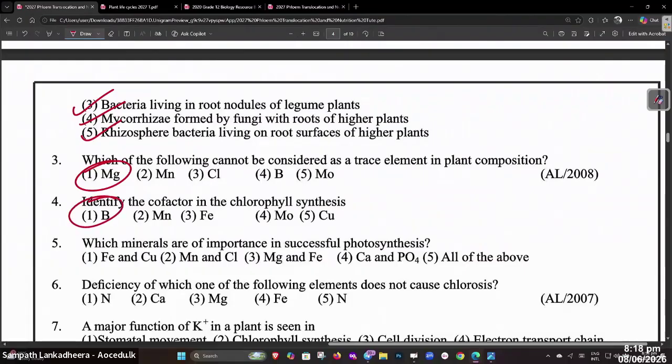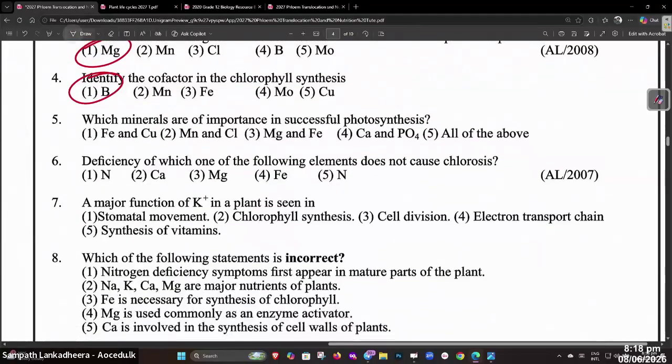Question number 5, people. Which minerals are important in successful photosynthesis? This is a tough question. Only a few people can answer. Which of the following minerals are important in successful photosynthesis? Iron and copper, manganese and chlorine, magnesium and iron, calcium and phosphorus, and all of the above.